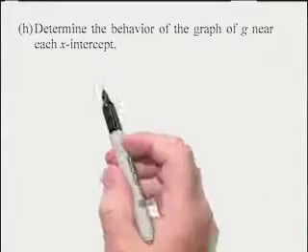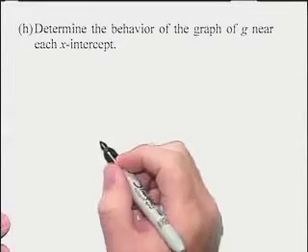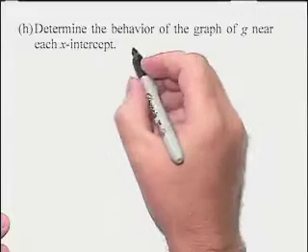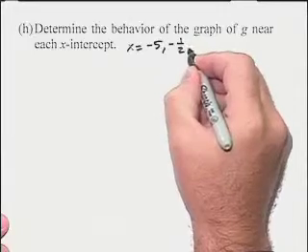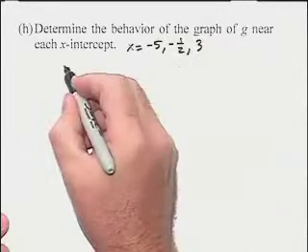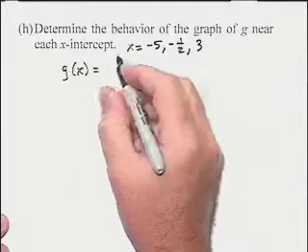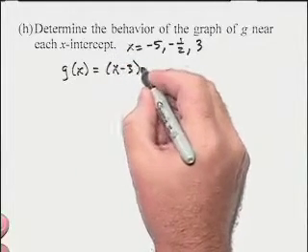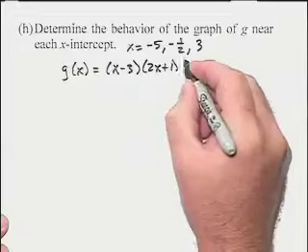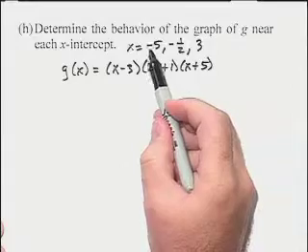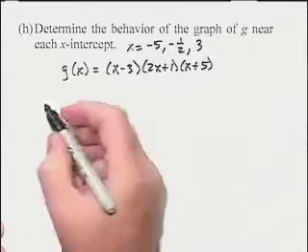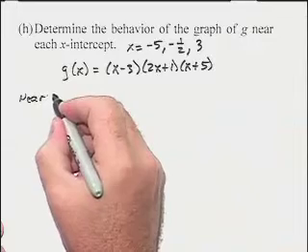Before we sketch the graph, we'd like to look at the behavior of the function near each x-intercept. In determining the behavior of the graph near each x-intercept, let's first note that our x-intercepts were negative 5, negative 1/2, and 3, and that we could write our function g in factored form as x minus 3 times 2x plus 1 times x plus 5. So we look at the behavior near each of the three x-intercepts. We'll start with negative 5.